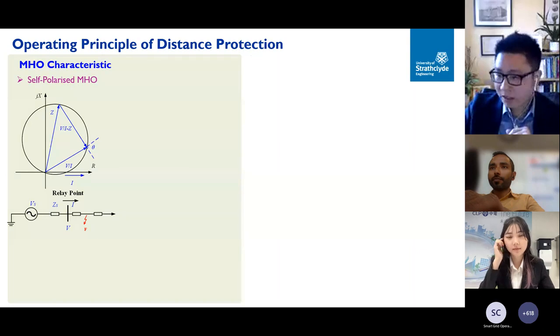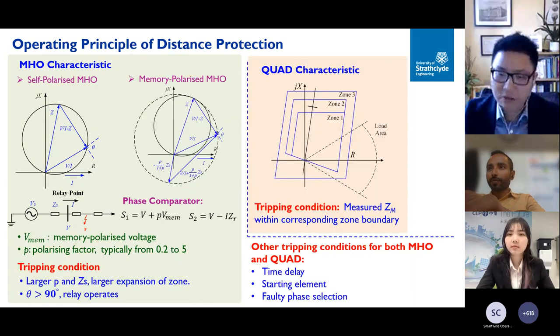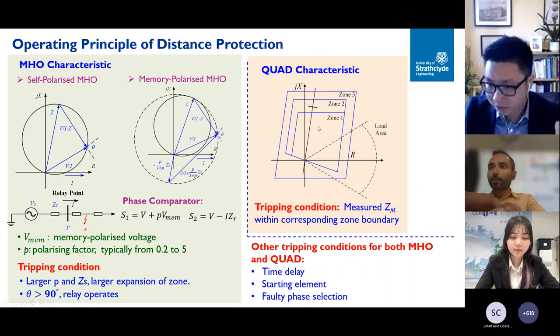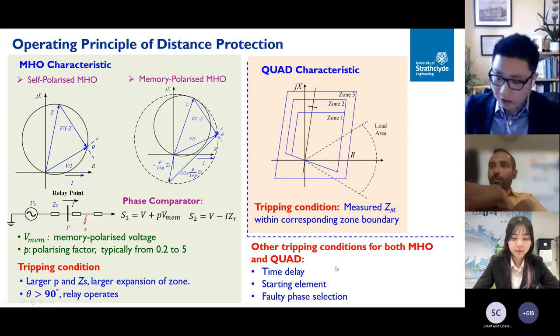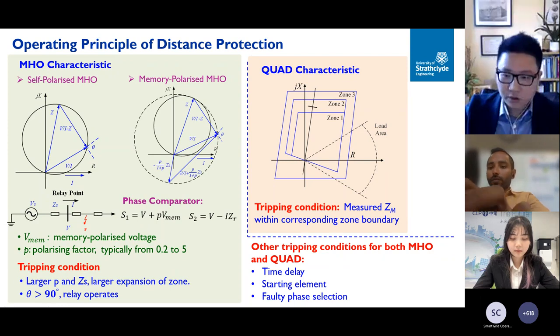Very quickly, I think many of you are already familiar with distance protection. Just in case some of you may not be, distance protection works by detecting a fault while measuring the impedance. If the impedance is within the zone, distance protection will consider the fault to be within the protection zone, and then it will send the corresponding protection actions. Now, there are also other conditions, for example the starting element and phase selection, that need to be met in order for the tripping signal to be sent.